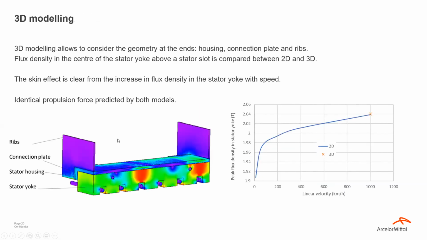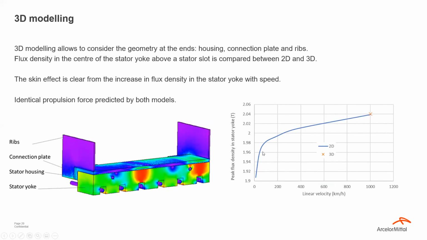The 3D modeling is the next step. You then can see these ribs, you have the stator housing, you have here the stator yoke, all the laminations behind each other, but they're not drawn individually, and here are the conductors. And you can see that, first of all, the 2D and 3D modeling give very similar results. And also the skin effect is clearly to be noticed.